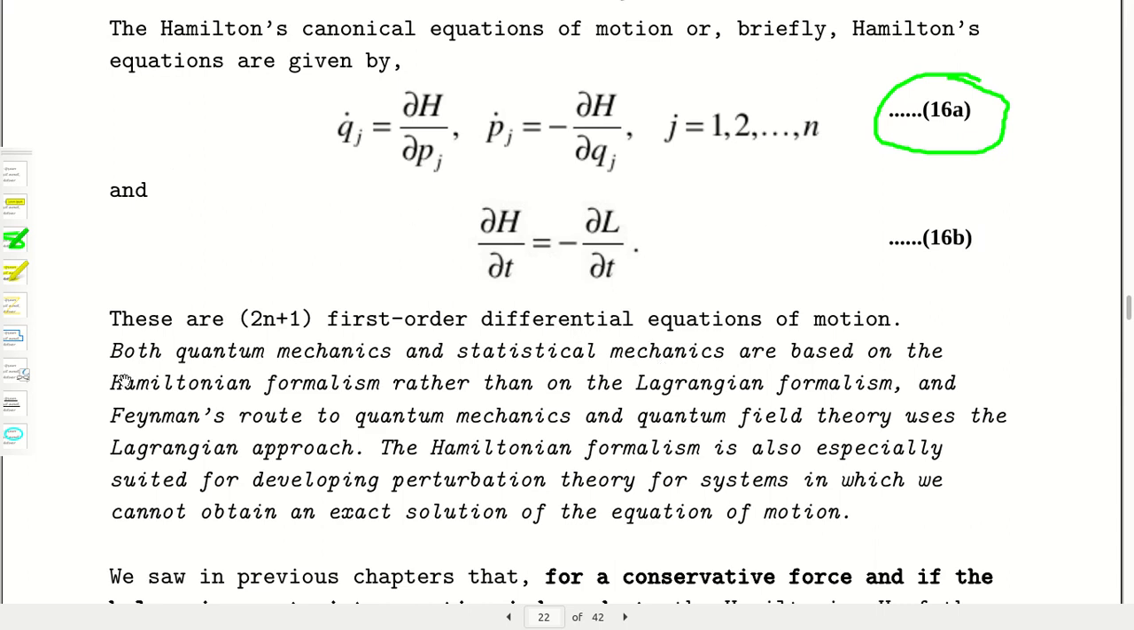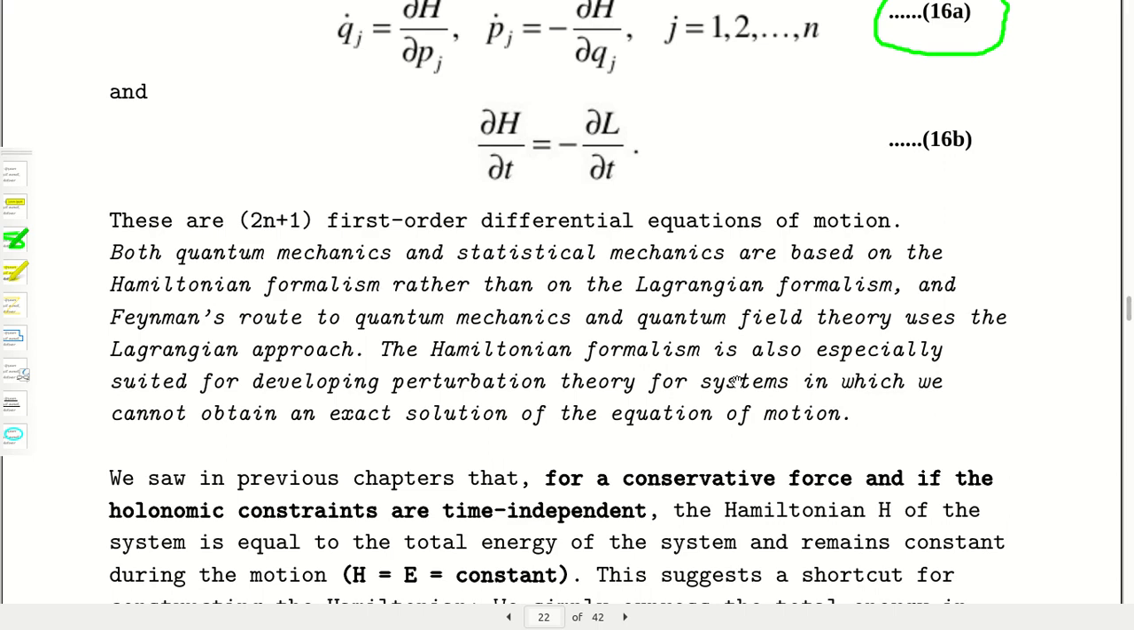There is also a brief point: quantum mechanics and statistical mechanics always deal with the Hamiltonian function, and if you start to understand quantum field theory, then you should start from Lagrangian mechanics. These are the salient features of these two.